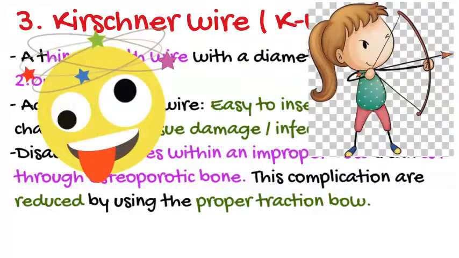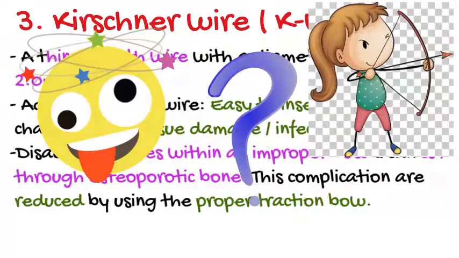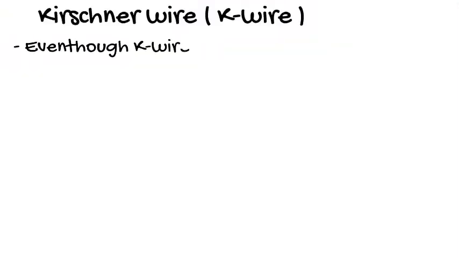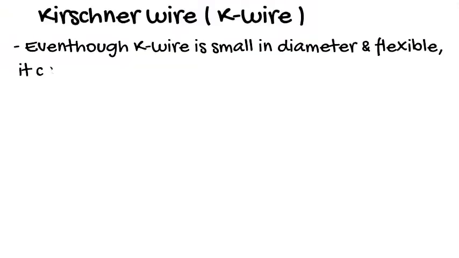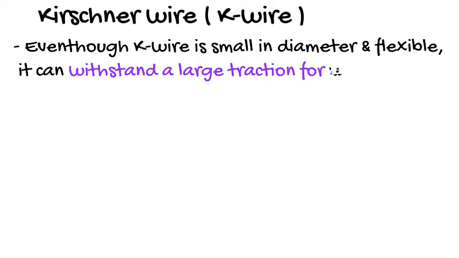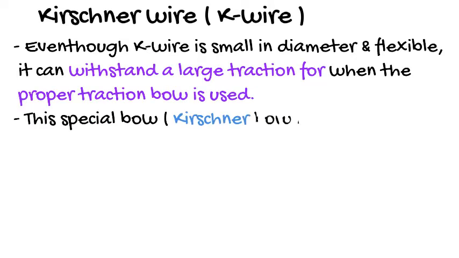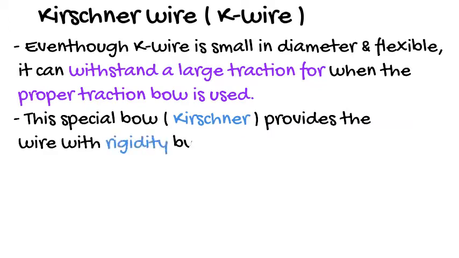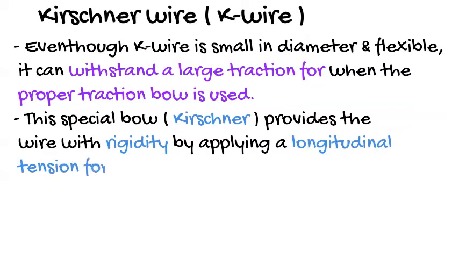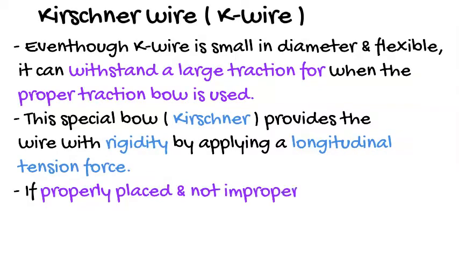We call it a ta-da! I will show you later. Even though the K-wire is small in diameter and flexible, it can withstand a large traction force when the proper traction bow is used. This special bow is named the Kirschner bow.